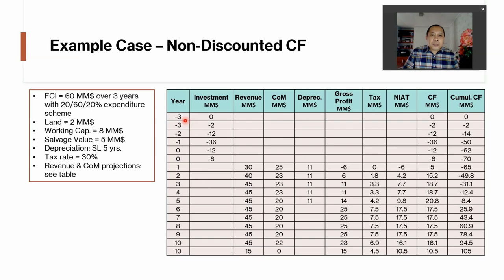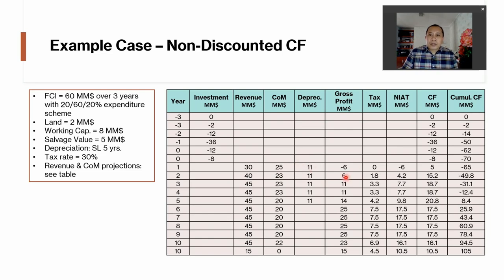So from year -3, we buy the land at $2 million. Year -2, this is the first year of construction, second year of construction, third year of construction, and at the end of year 0, we acquire working capital in the amount of $8 million. And then from year 1 to year 10, this is the productive phase of the project. And this is the projection of revenue and cost of manufacture. And this is depreciation, 5 years period, straight line.